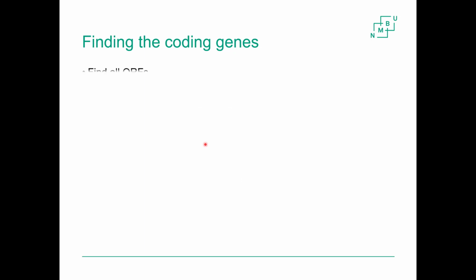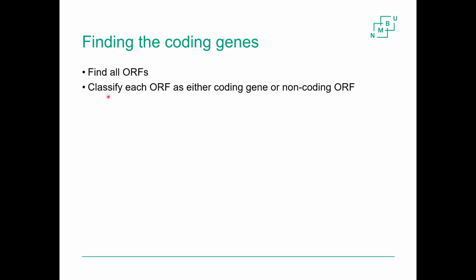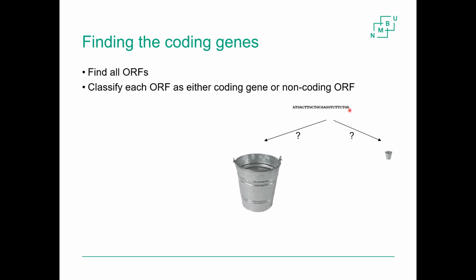So finding the coding genes, we can think of it like this. Find all the ORFs and then classify them as either real coding gene or some rubbish ORF, right? Which doesn't mean anything. So you have the ORF sequence here from start codon to stop codon. Is this a real coding gene? Okay, then you put it into this bucket. Is it rubbish? You throw it into this bucket. And this bucket is so much bigger, right? It's 100 times bigger than this one. So it's a classification problem where you look for a needle in a haystack.